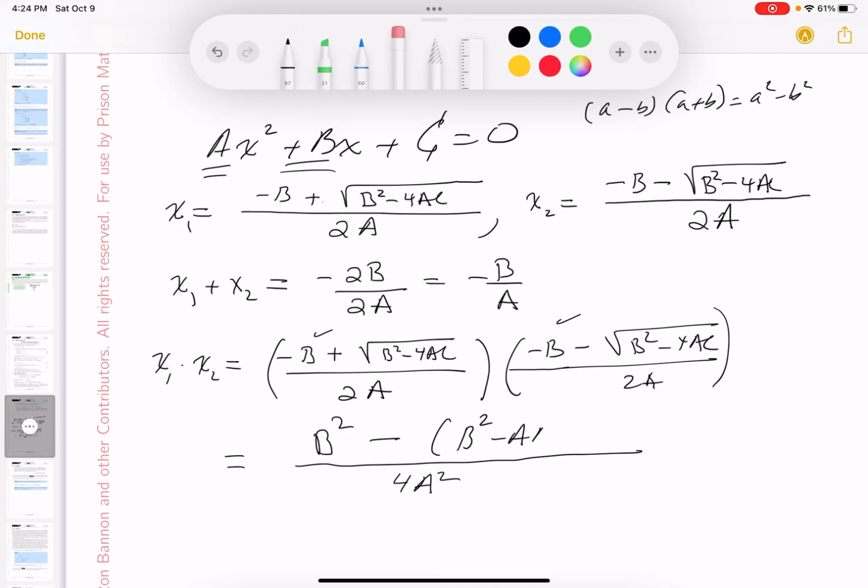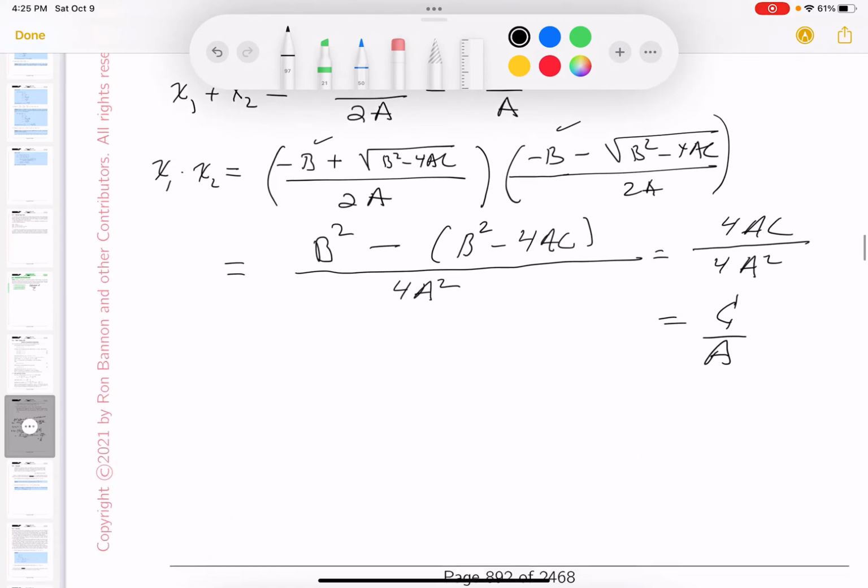Whoops, went too fast there. 4ac, right? I'll write that down for you. Can we do that? Of course we can. What do you get? 4a squared. The b squareds disappear. You're left with 4ac on top. So what does it give me? Well, looking at it, the 4's cancel, right? And one of the a's cancels, so you get c over a. All right? Let's go to the problems.